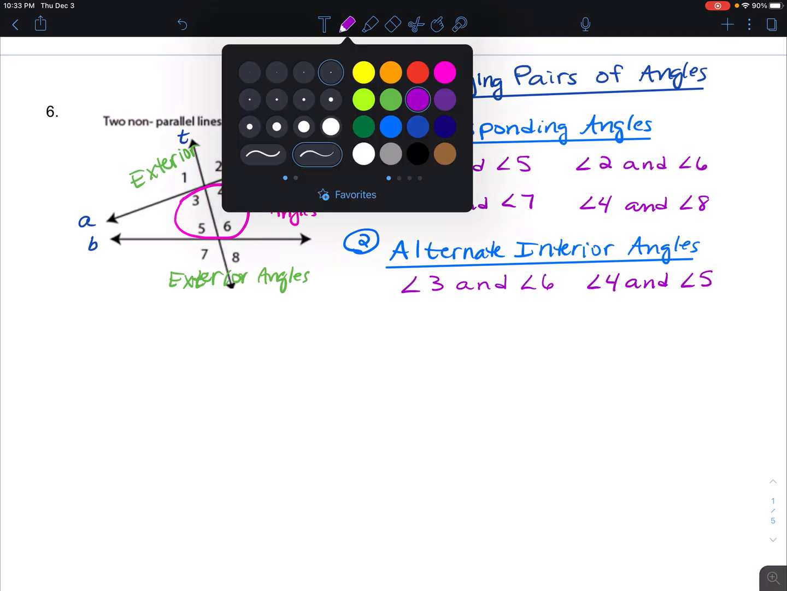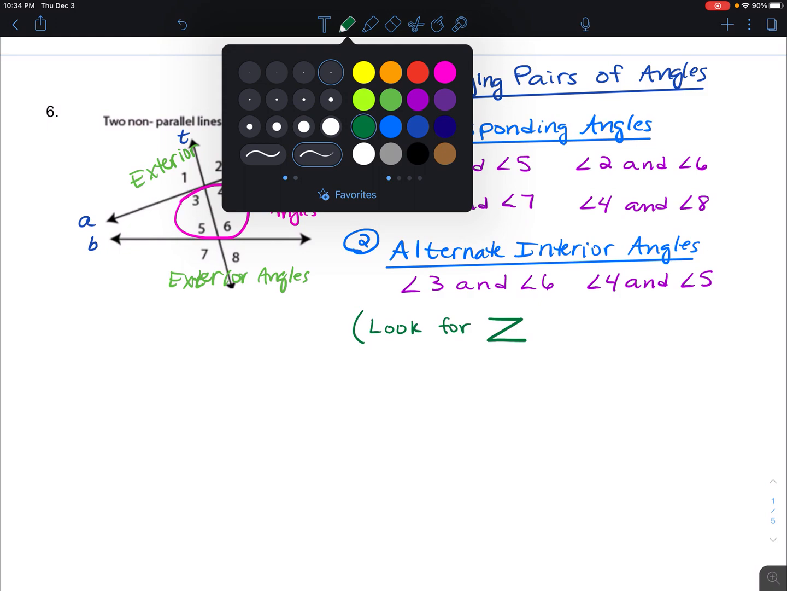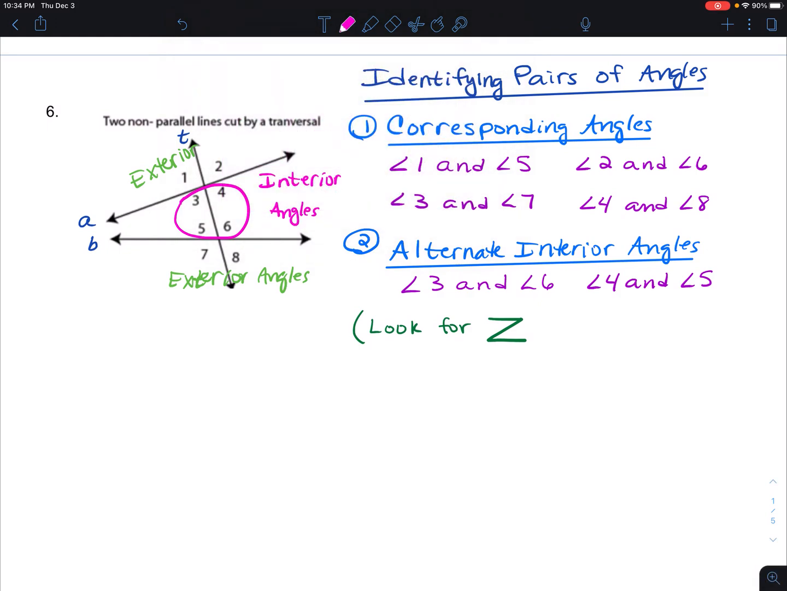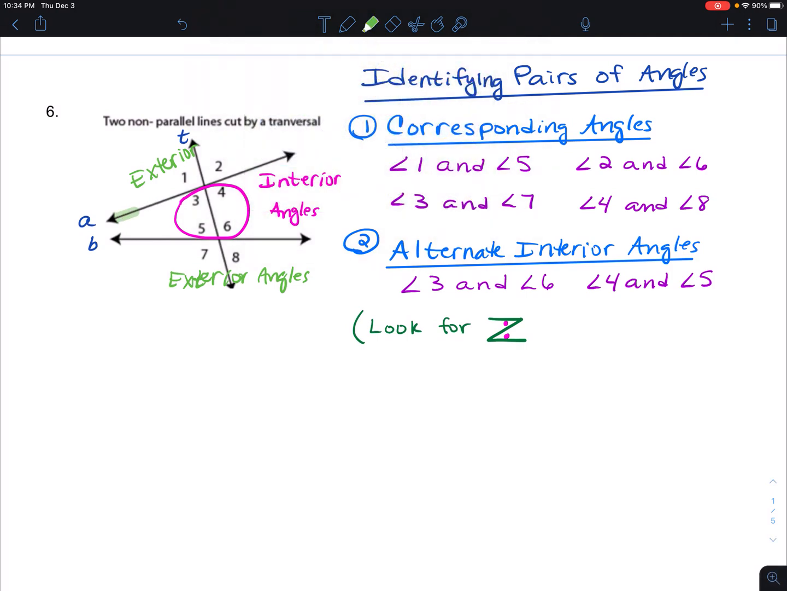Now, can you look for these? Right, I'm going to show you what to look for. A Z. If you look for a Z, you'll find your alternate interior angles like this. So let me show you on our picture. Don't write this down, but I'm just going to show you. So here's my Z. It's not a perfect Z. And then my 2 angles, angle 3 and 6, were a pair. So that's the Z I'm talking about.